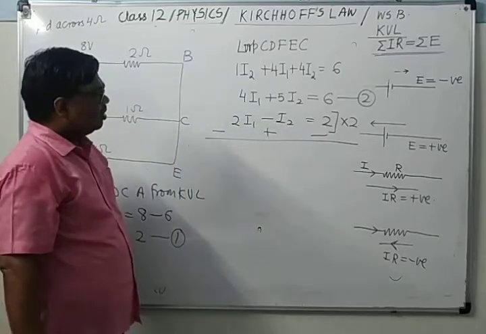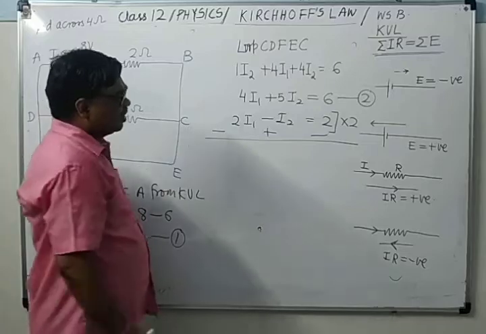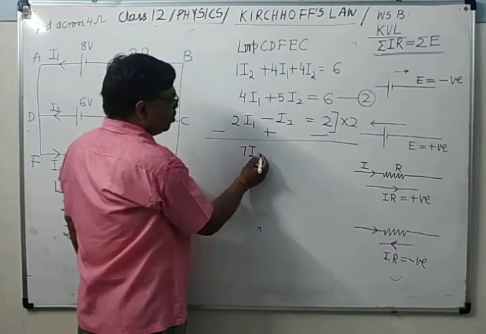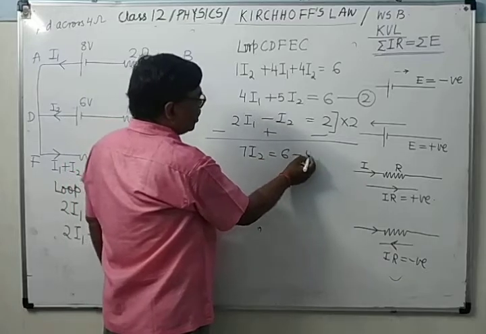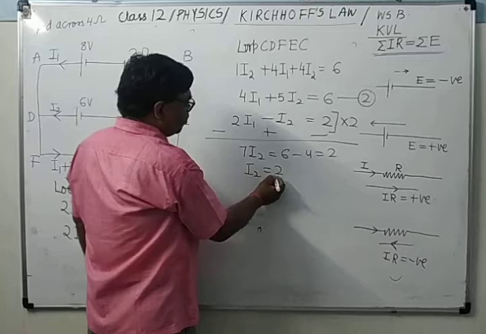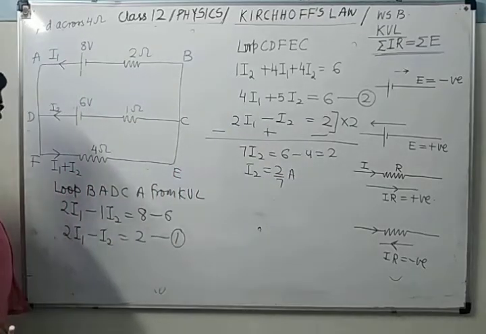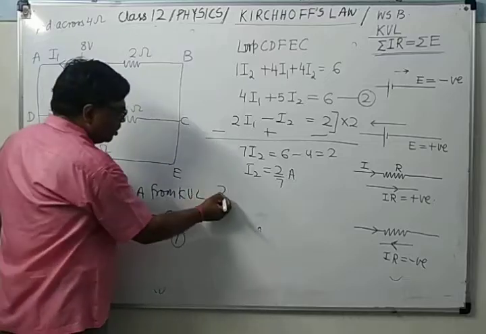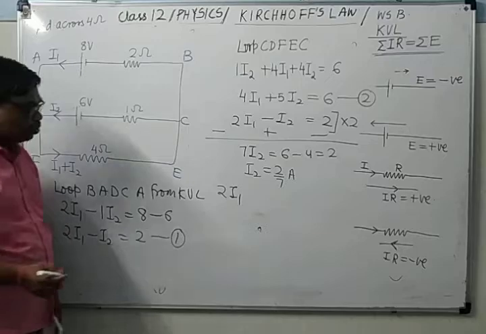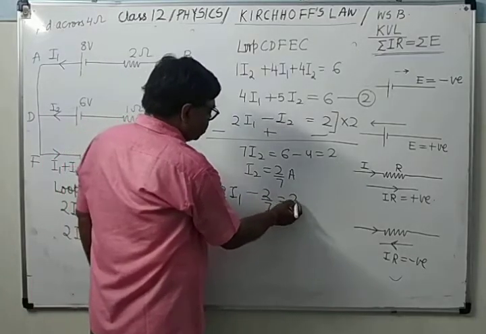It's clear. Here 4I1, 4I1 cancel. This is 2I2 plus 5I2, that is 7I2 equals 6 minus 4, that is equal to 2. So I2 equals 2 upon 7 ampere. Then you place it here. So what will be 2I1? This equation is 2I1 minus I2 equals 2.